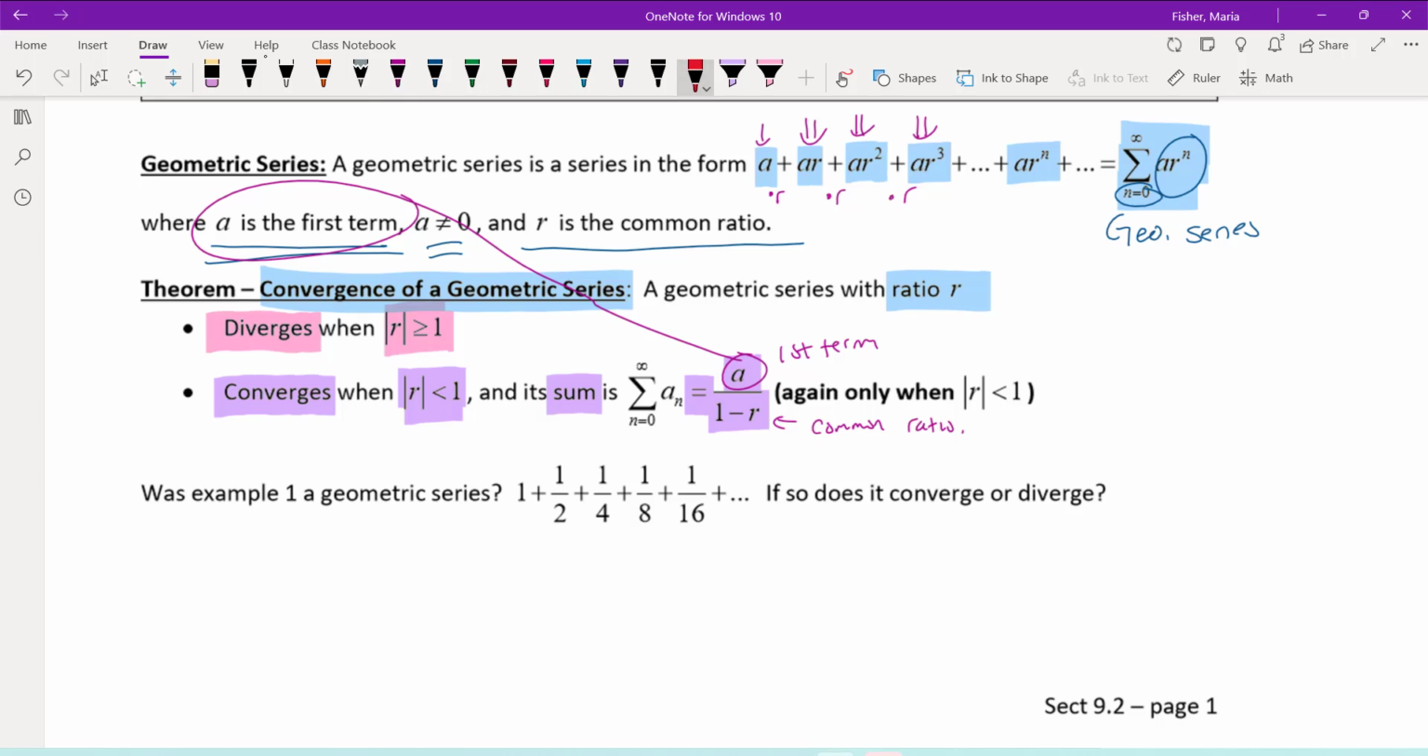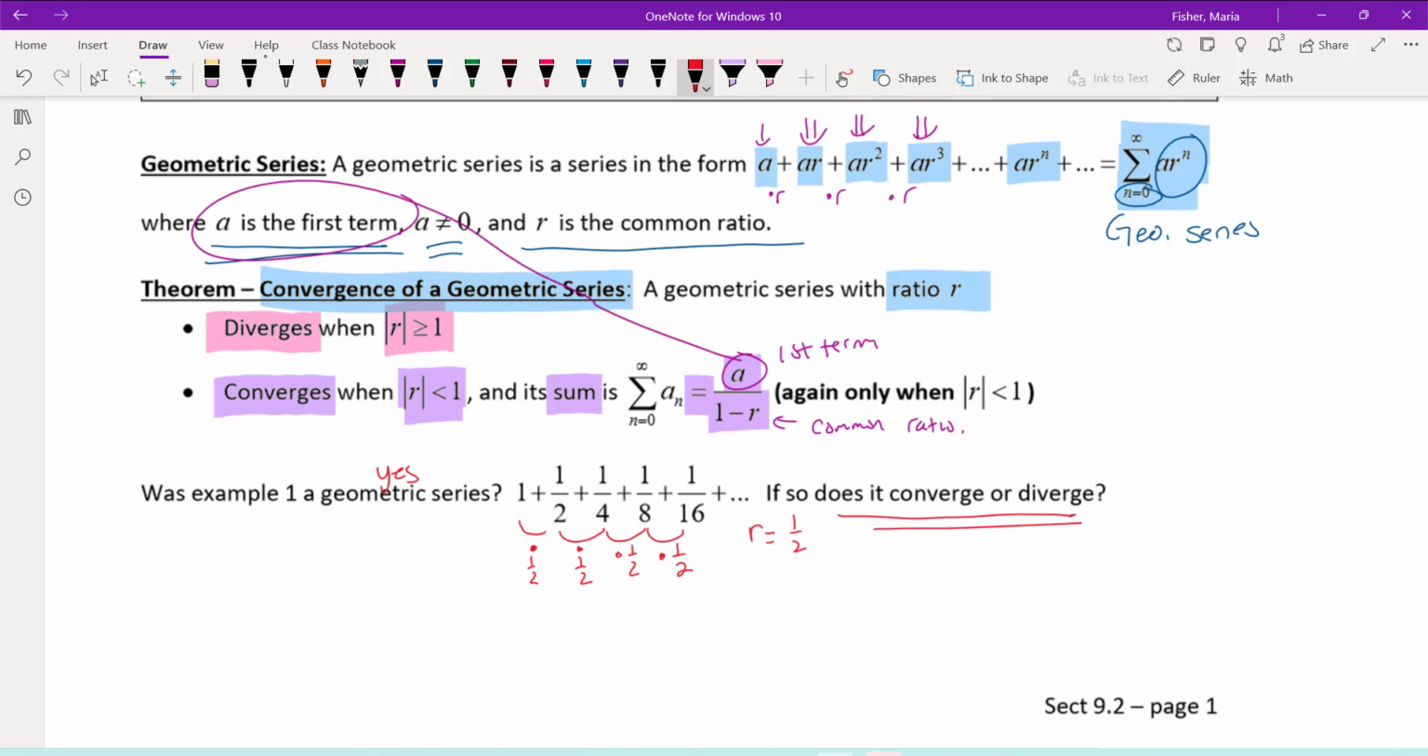Yes, example 1 is geometric because to get from 1 to a half, I multiply by a half. To get from a half to 1/4, again I multiply by a half. From a fourth to an eighth, I multiply by a half. From 1/8 to 1/16, I multiply by 1/2. What does that mean here? That means that r is equal to 1/2. So was example 1 geometric? Yes. Does it converge or diverge?